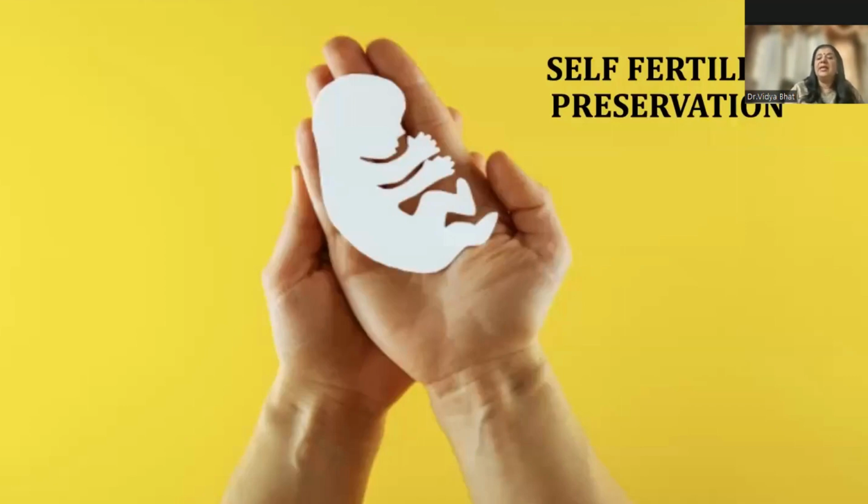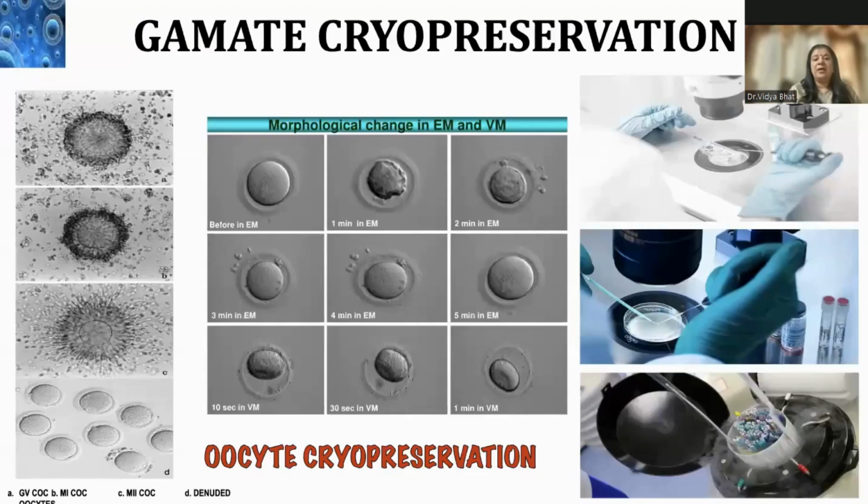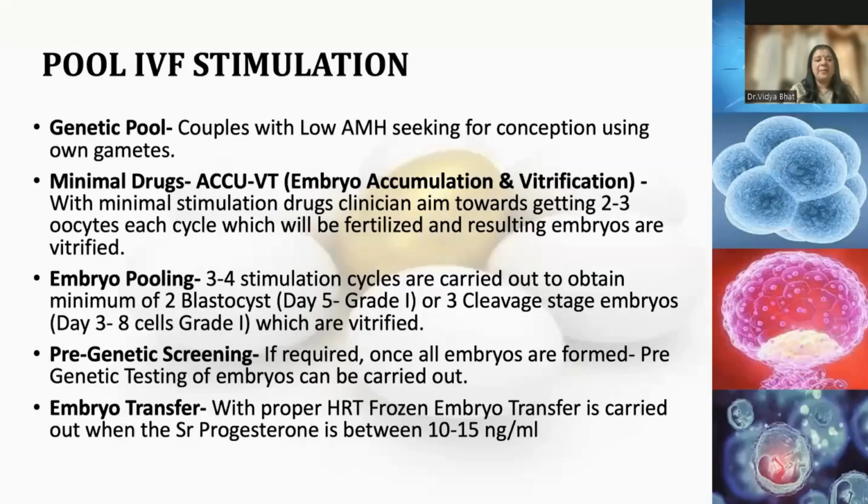So fertility preservation, self-fertility preservation, I always tell my residents, if you're postponing pregnancy, please do oocyte cryopreservation. So gamete cryopreservation can be done if they know who's the partner. Otherwise, oocyte cryopreservation. These are different recommendations.